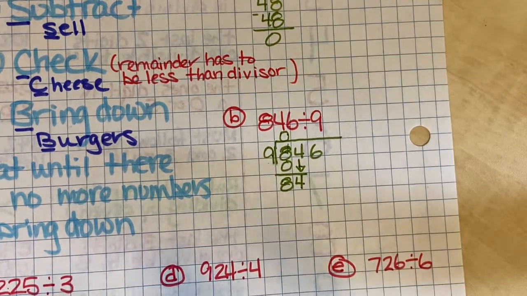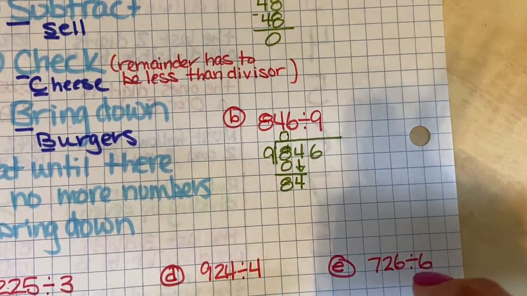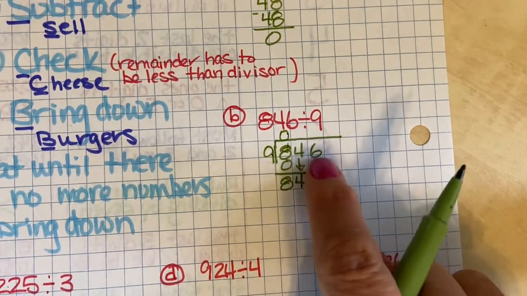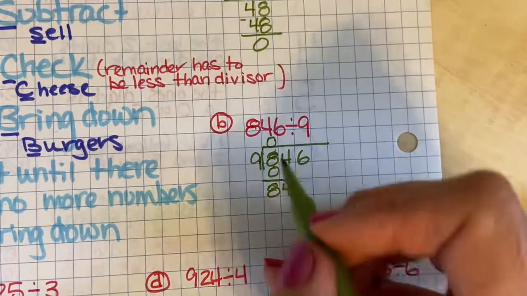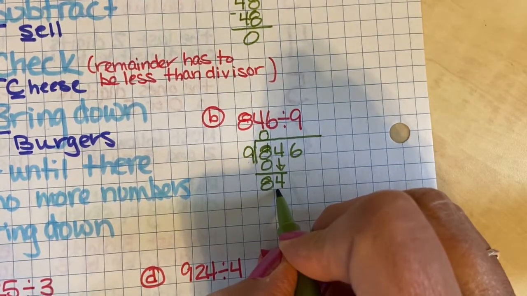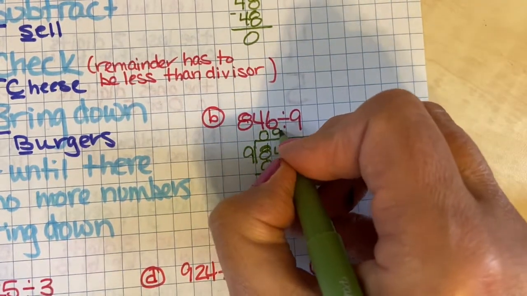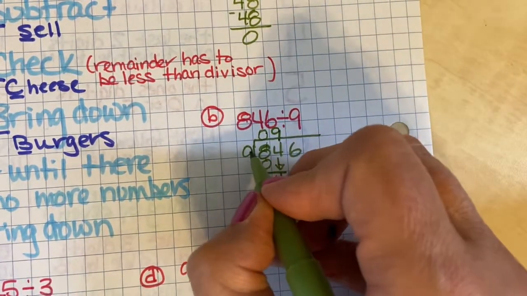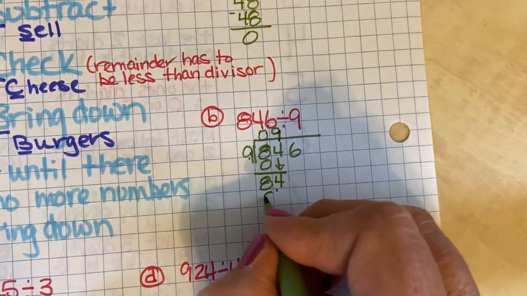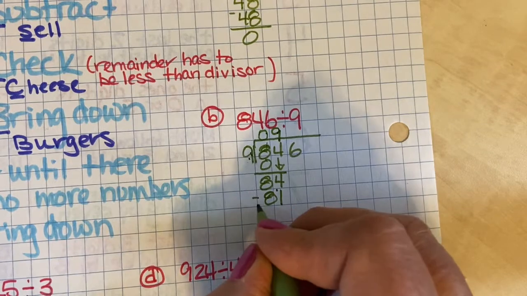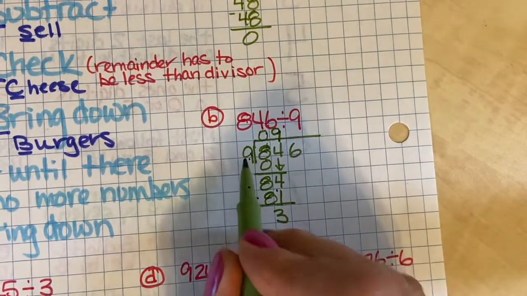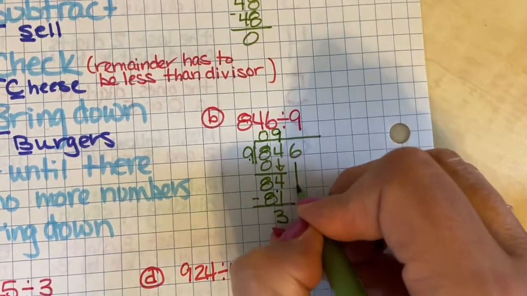All right, now what you need to know is you can never go in more than 9 times. So this number cannot be bigger than a 9. If it is, you need to back up a number, okay? So I'm going to say, does 9 go into 84? Yeah, it does. 9 times 9 is 81. I can't do 10. Okay, so 9 is the biggest I can do. 9 times 9 is 81. That's my multiply. I'm going to subtract. 3 is less than 9. I'm going to check. And I'm going to bring down the 6.